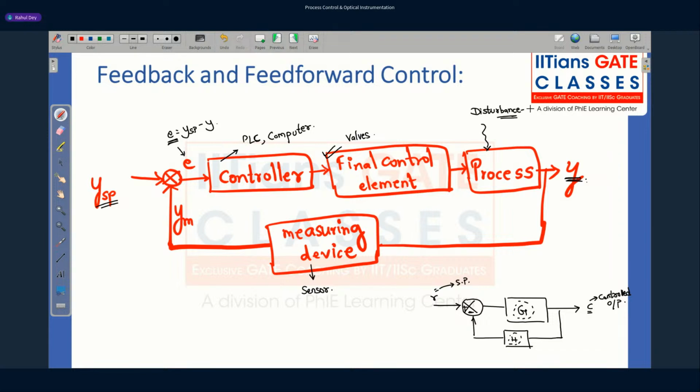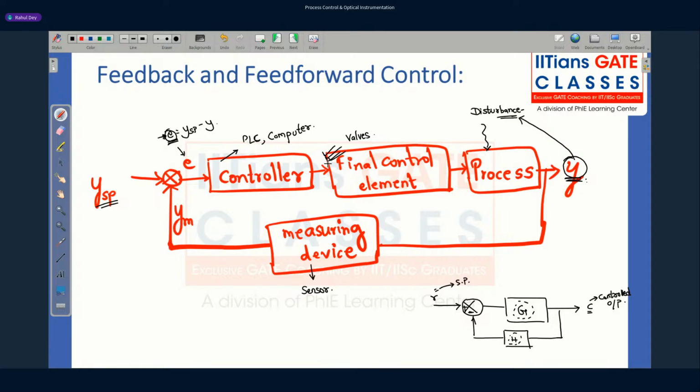Now, until this disturbance has affected my system, what will happen? When it affects my system, at that point of time, this measuring device is going to see that this output Y has changed due to the effect of this disturbance. And due to that, my error signal is going to change. The moment this error signal changes, the controller will get an input and generate an equivalent output and give that to your final control element.